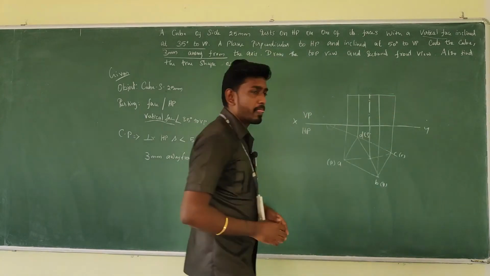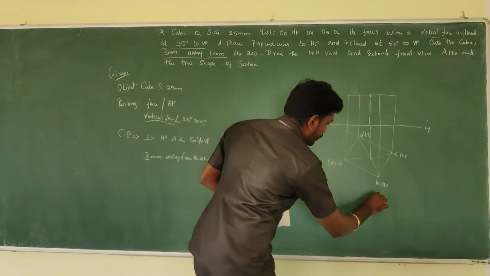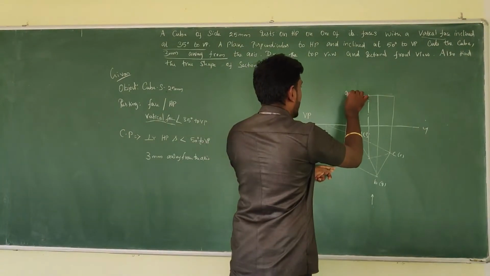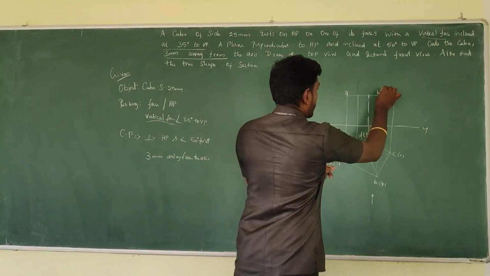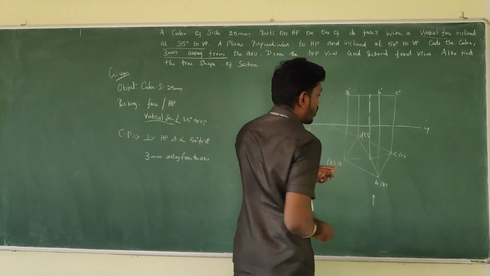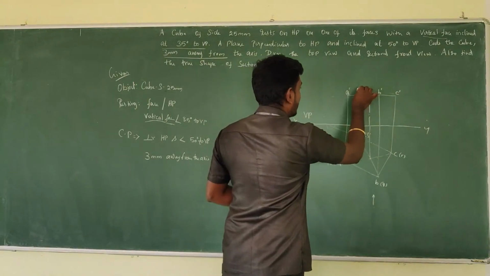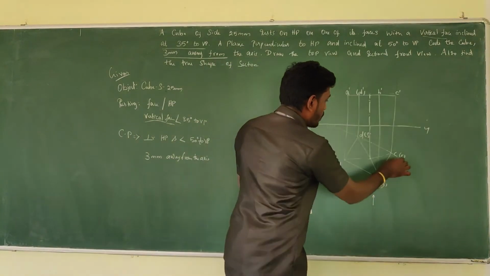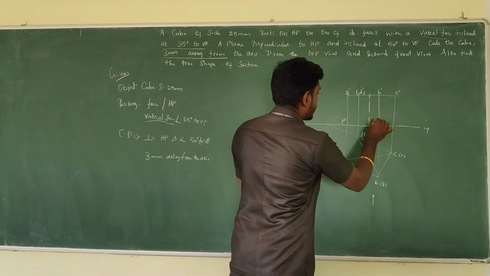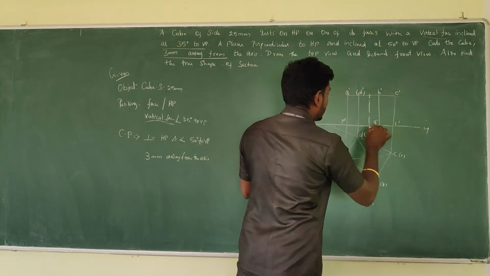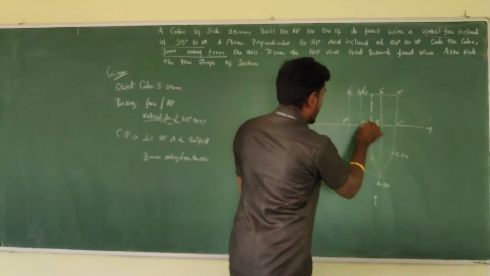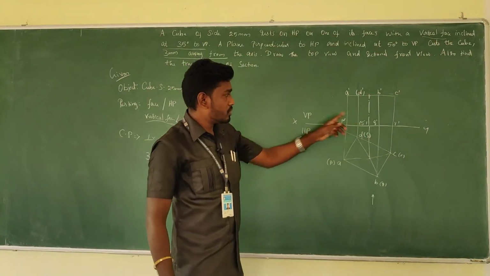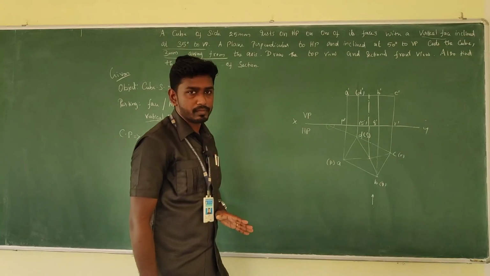Now give the namings for the top face and bottom face. A, B, C are visible. A dash, B dash, and C dash are visible. D dash is invisible, inside the bracket. When the bottom base comes, P, Q, R is visible. P dash, Q dash, and R dash are visible, and the S dash is invisible. So there I have marked it.